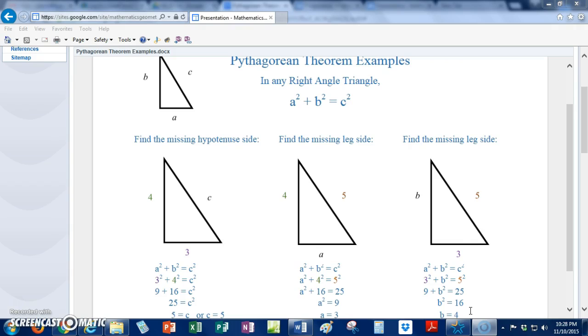Now let's review. What we found in each of these problems is that we can work the problem out nearly exactly the same way, just depending upon which side is missing. So the process is you write the formula first, then you plug in the numbers, you square the numbers to simplify, then you combine like terms, or add or subtract in this case, and then you take the square root of both sides. And when you do that, you should end up with your answer. Now you know how to plug into the Pythagorean theorem.